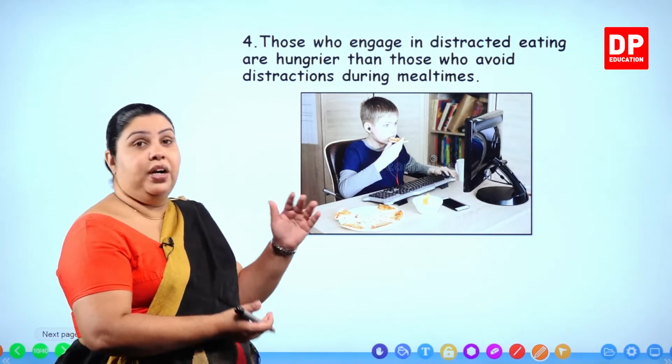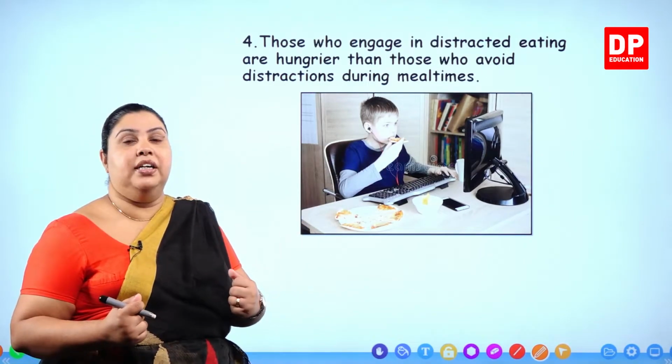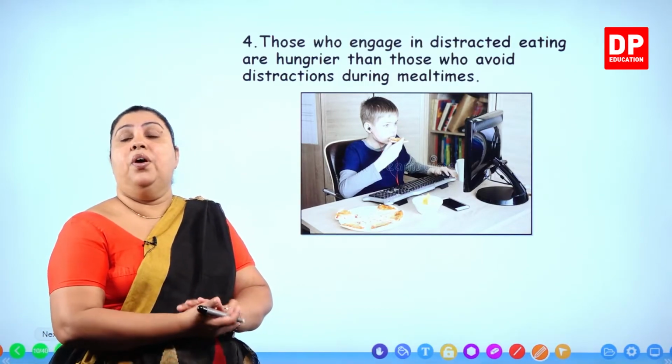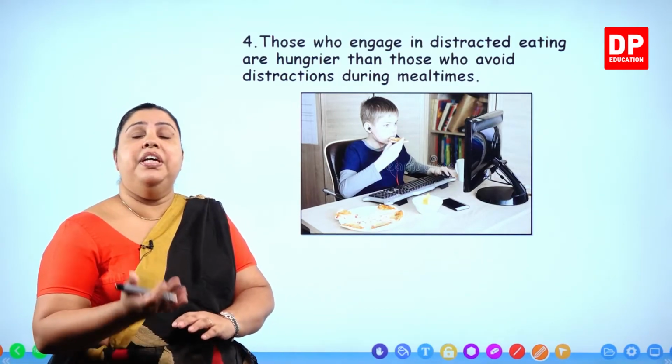Then because you are not concentrating on your hunger, you are not concentrating on the portion of food that you are eating, you will always feel hungry.